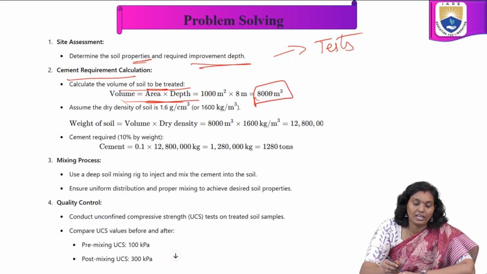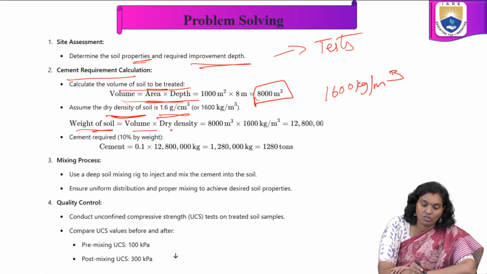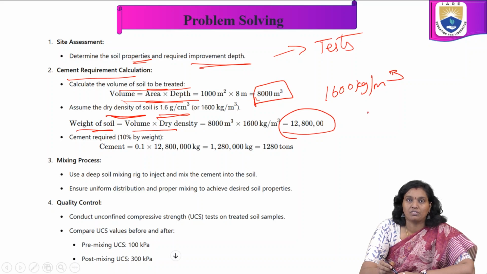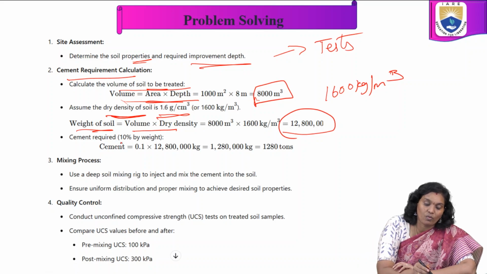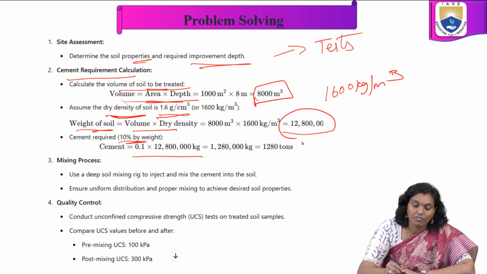Also assume the dry density of the soil is 1.6, that is nothing but 1600 kg per meter cube. So this is the dry density of the soil. Move on to the weight of the soil, that is equal to volume into dry density. After the calculation, we will get this much value. So now the cement requirement by weight, we are calculating again in terms of tons. So finally that is equal to 180 tons.